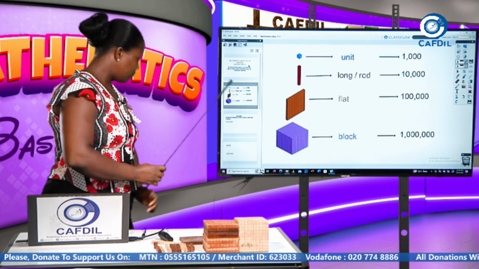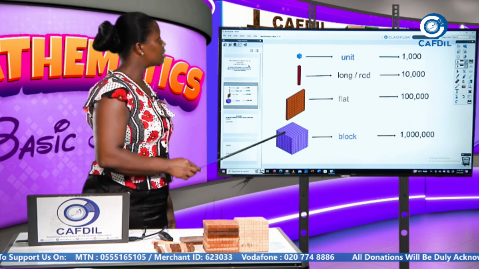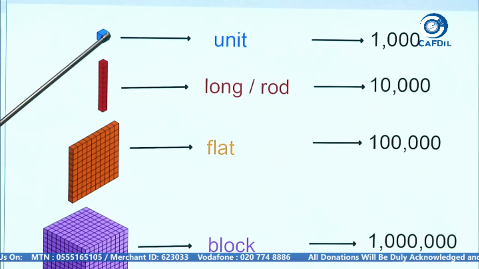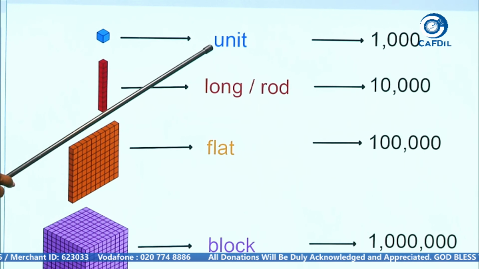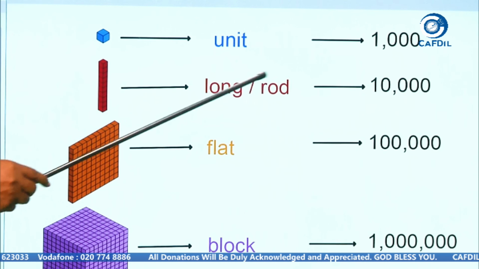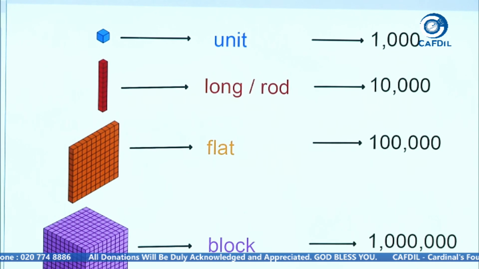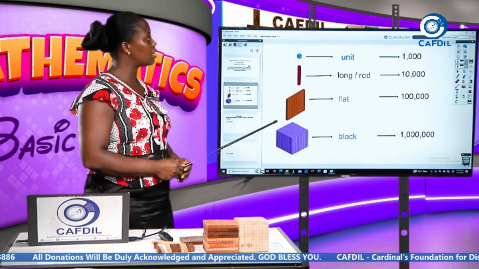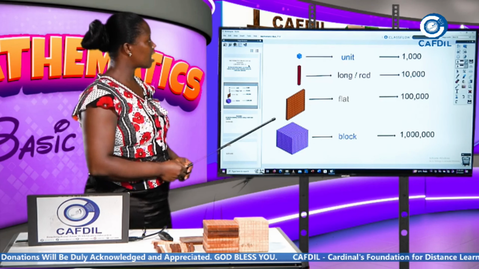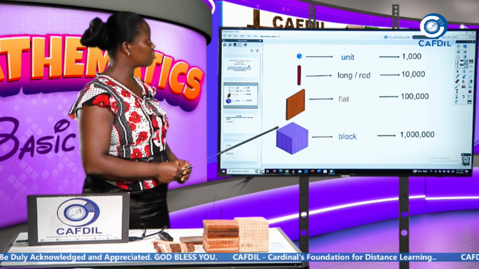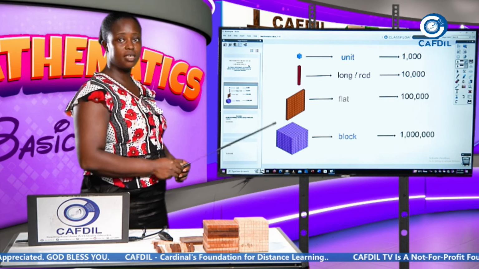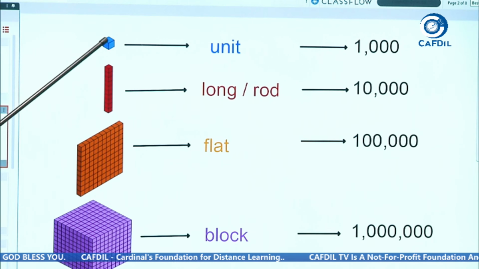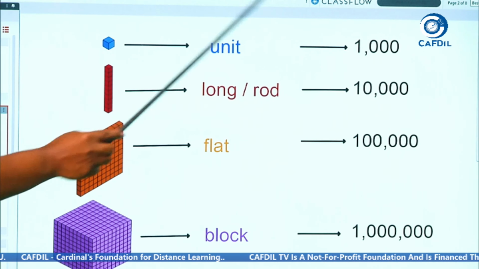So the material is here. This is the units. This is how it is spelled. So we have the units, and the value of the unit is 1,000. The value of the unit is 1,000. I hope you can see on your screen. From your screen, you can see the values. Yes. So units is 1,000.